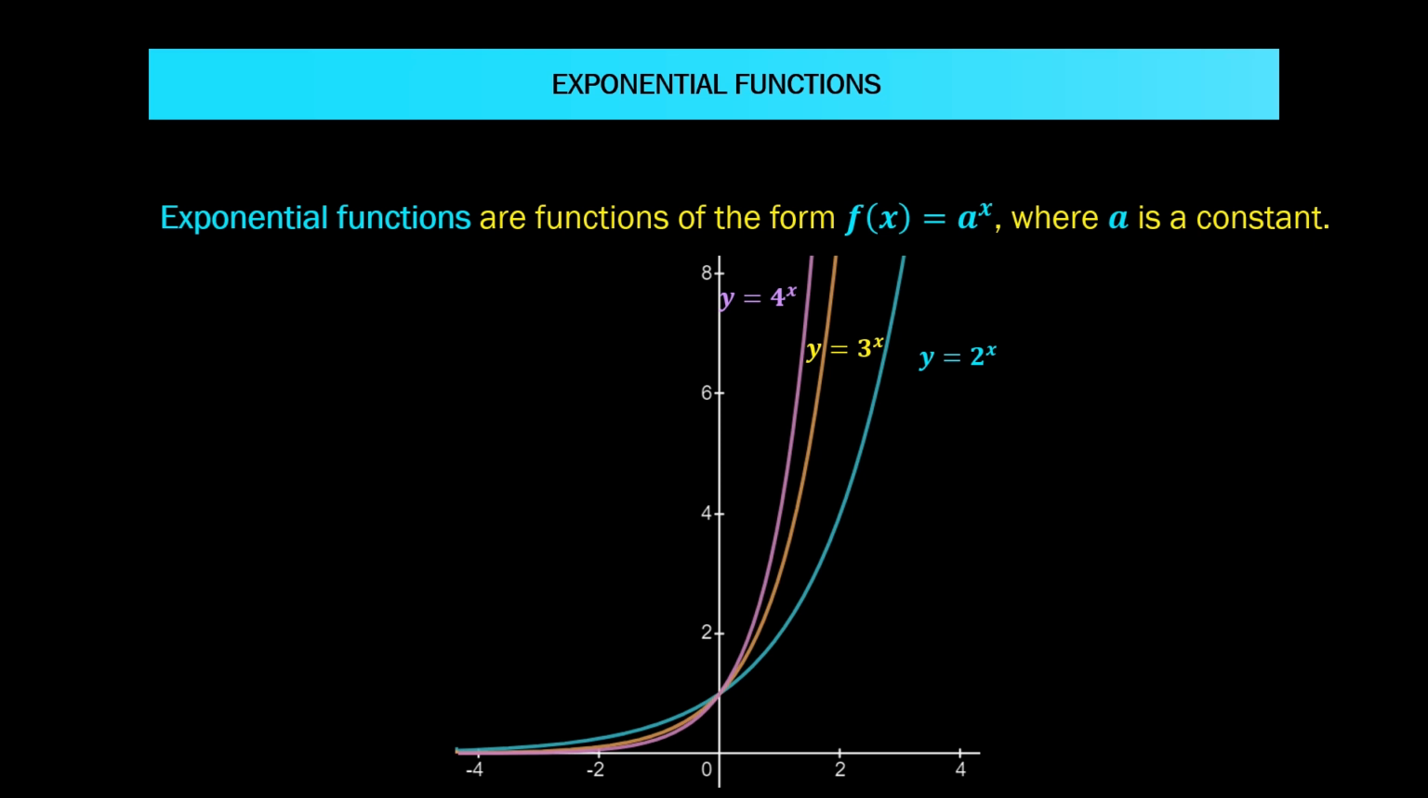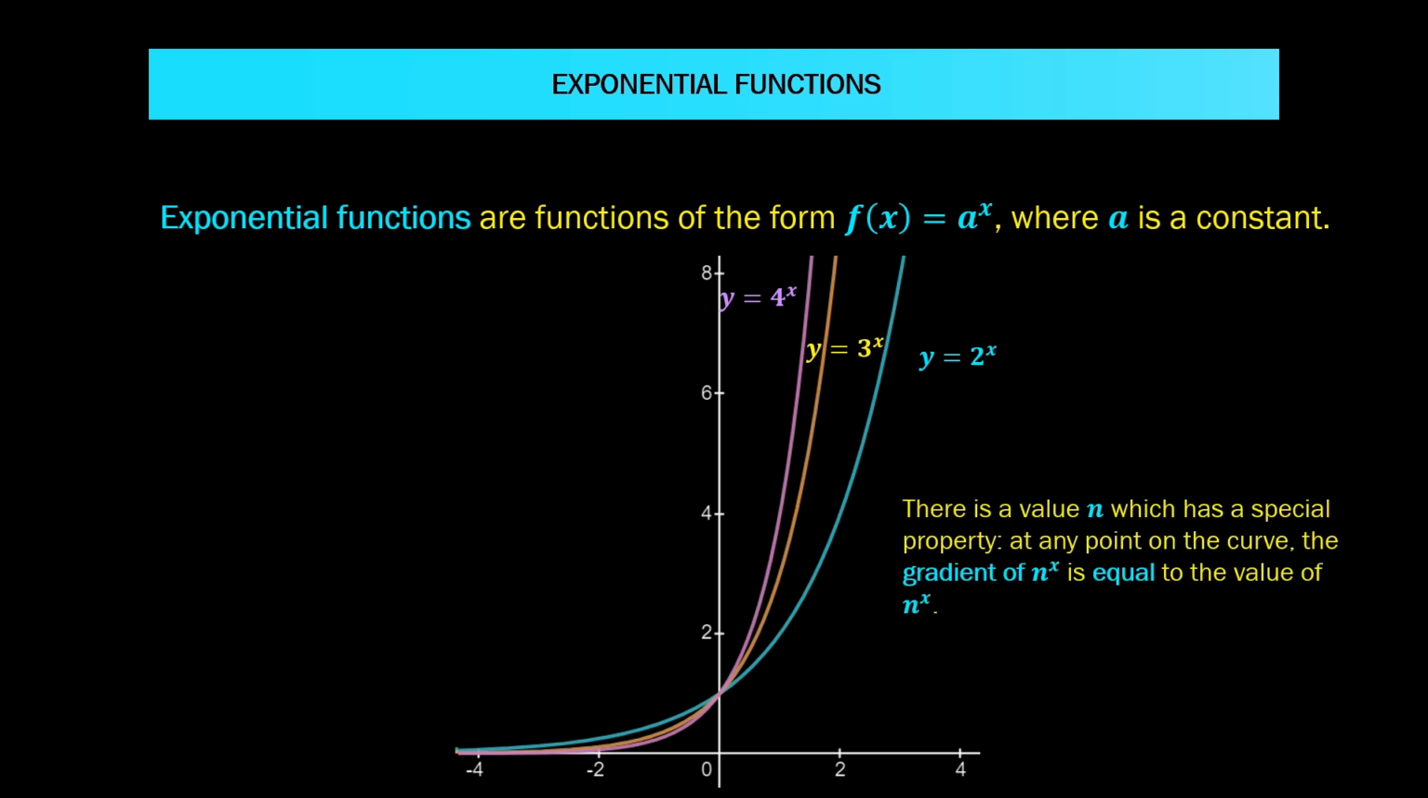There is a value n which has a special property. At any point on the curve, the gradient of n to the power x is equal to the value of n to the power x. This is the exponential function e, or exp. It is of the form f of x equals e to the power x.